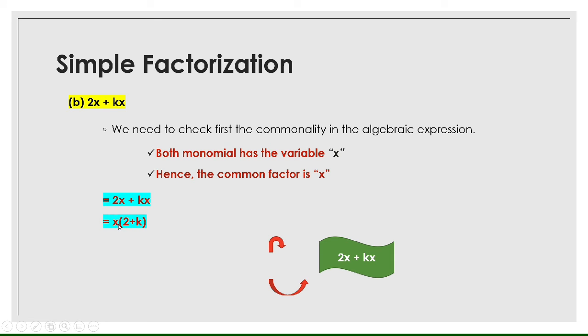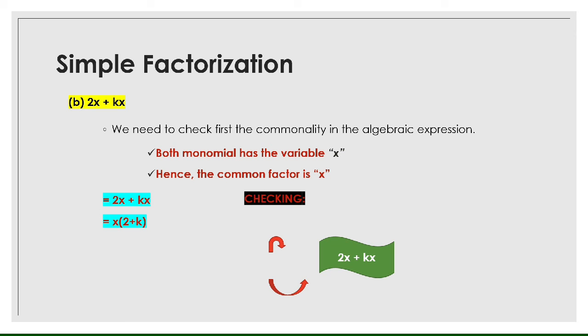So, X. Para makuha mo sa loob, 2x divided by X would give you positive 2. Why? Using the cancellation method, 2x over X, cancel the X, would leave you 2 alone. Next is kx. So, kx divided by X, cancel the X, and you will just get k alone.